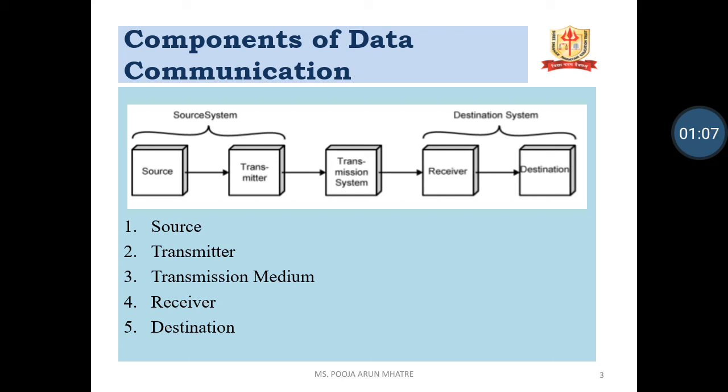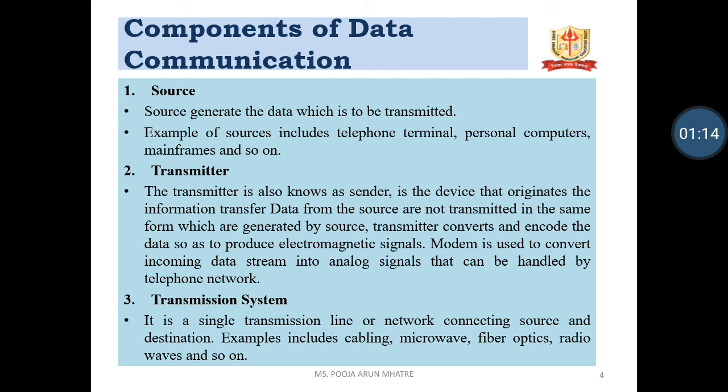So the components of data communication are source, transmitter, transmission medium, receiver and destination. Source generates the data which is to be transmitted. Examples of source include telephone terminals, personal computers, mainframes and so on. The second component is the transmitter. The transmitter is also known as the sender, and it is a device that originates the information transfer data from the source and transmits it in the same form which is generated by the source.